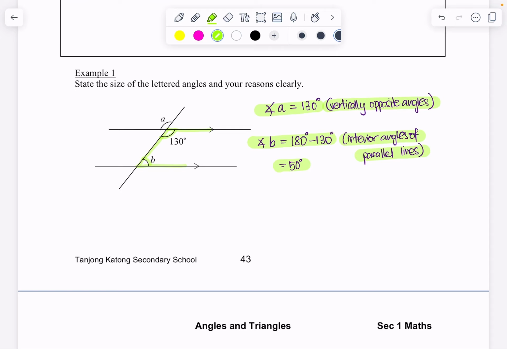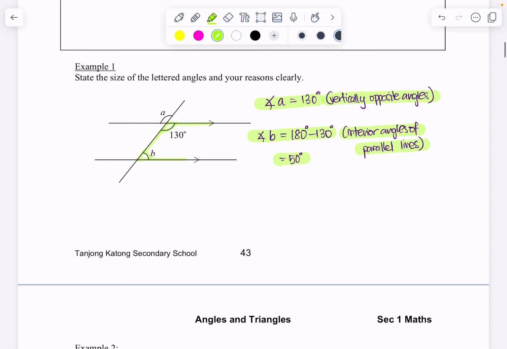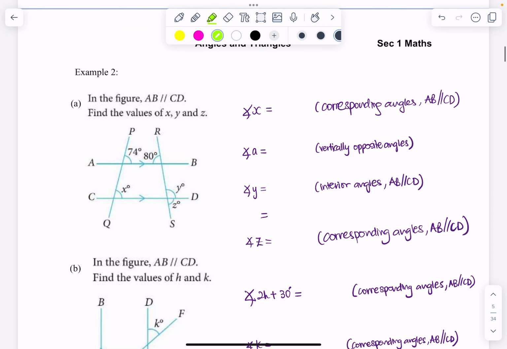Now, let us go on to example 2 on page 44. In this question, the lines AB and CD are parallel, and you will see that there are actually two transversals in this diagram. PQ and RS both cut the parallel lines. So there will be a few sets of angles which we can find using these two transversals. Before we do the questions, let us see which angles we can find.